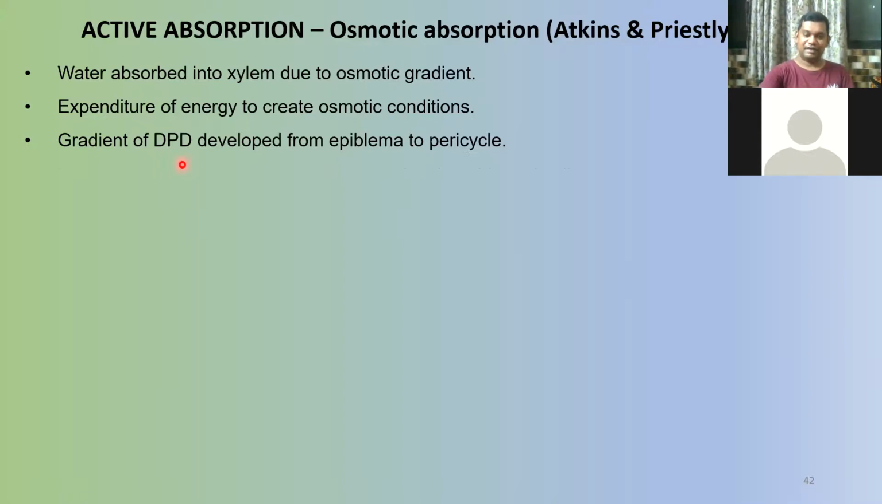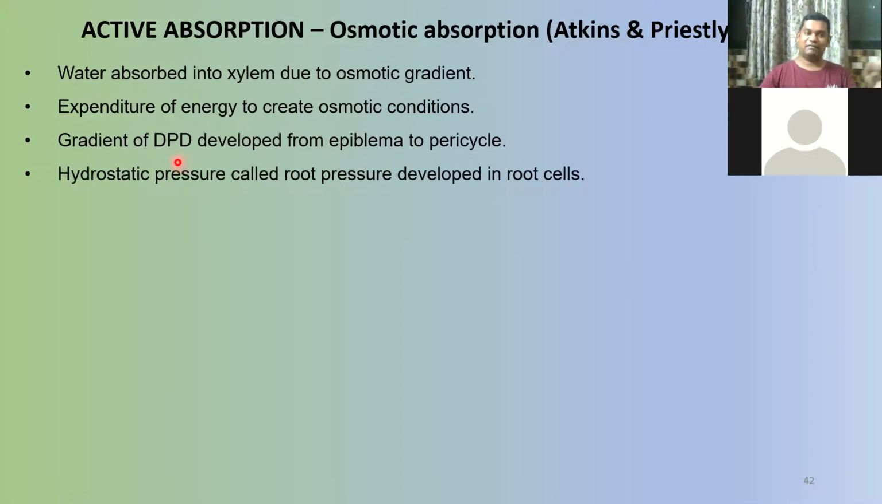Oh yes, the gradient is in that direction. Because of active absorption, root cells के अंदर एक pressure बना हुआ रहता है, because of this gradient. That pressure in the root cell due to which the absorption takes place is called root pressure, also called hydrostatic pressure. Hydrostatic, static pressure, because the water gets absorbed.